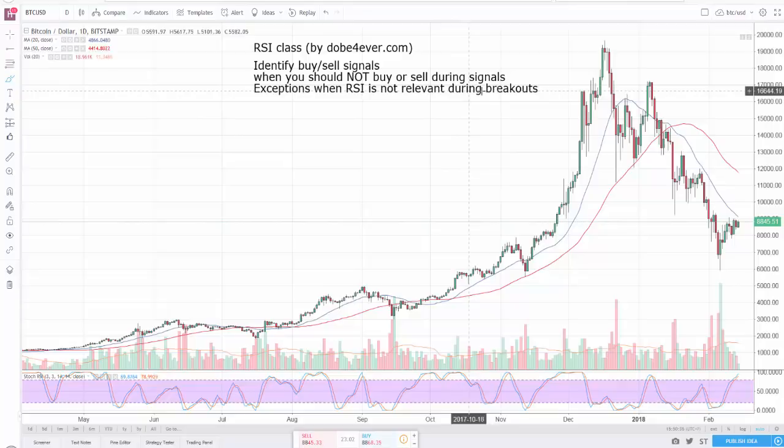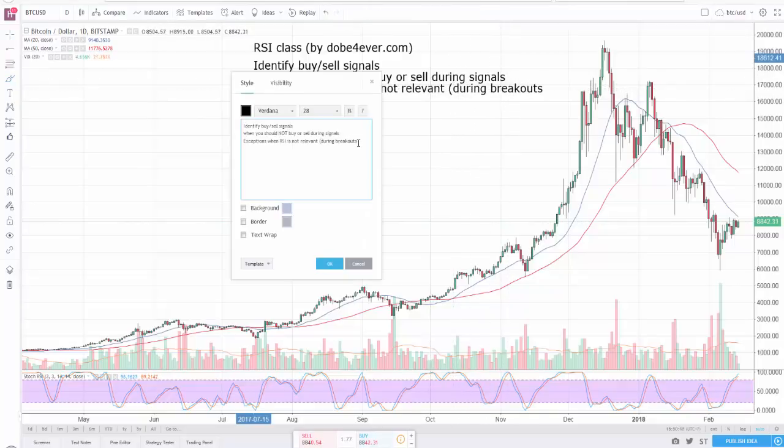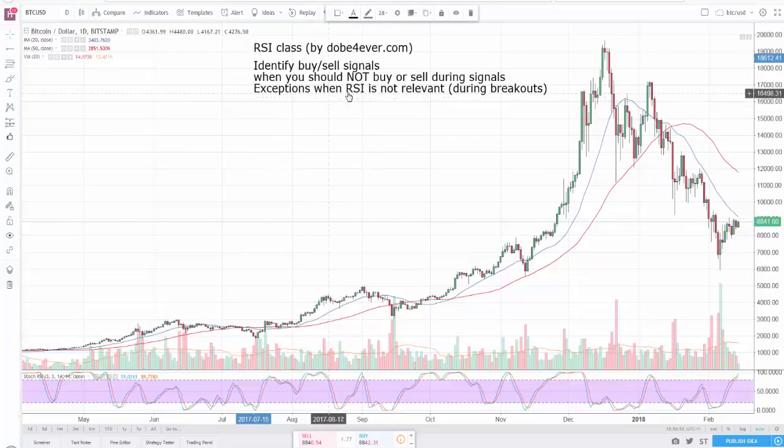And the next point here is exceptions when the RSI is not relevant. And this is during breakouts. So if I can find an example, when we are breaking out, the RSI will be overbought for long periods of time. It's not natural, it's not something that happens often.